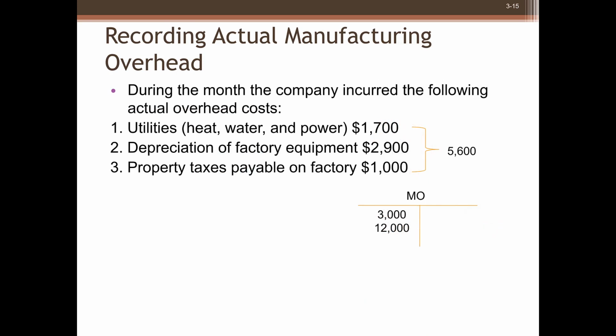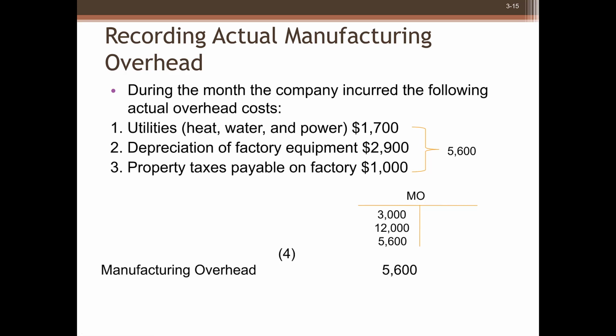Let's take a look at the example. During the month, the company incurred the following actual overhead costs: utilities, heat, water, and power, 1,700. Depreciation of factory equipment, 2,900. Property taxes payable on factory, 1,000. Total here, 5,600. For those other manufacturing overhead costs, we debit manufacturing overhead, and we credit the payable account, and for depreciation, we should credit accumulated depreciation.